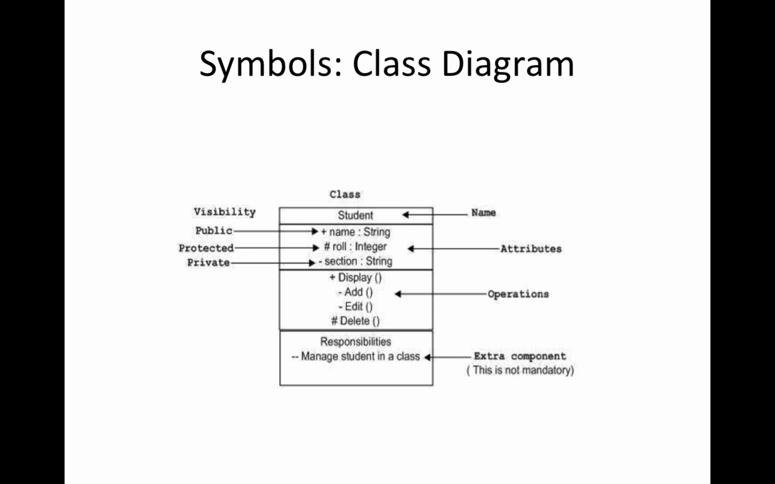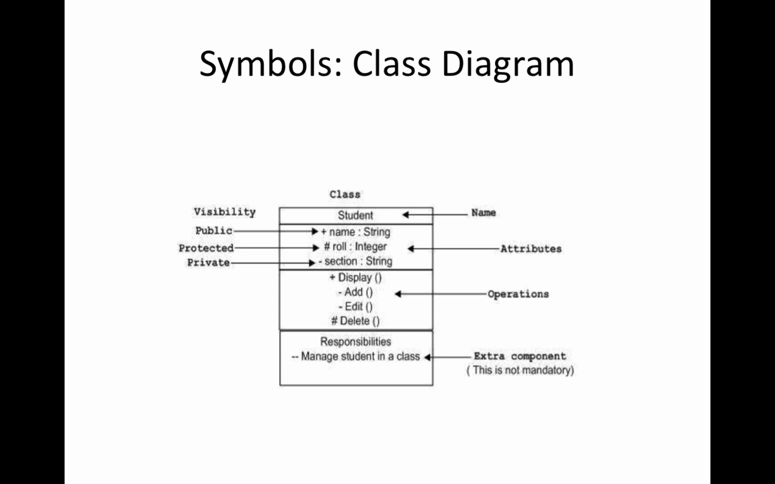So because there are actually too many things in UML to go over, I'm just going to go over some examples. So first of all, here's a structural example, the class diagram. And many of you probably recognize this from a previous class. This is a class diagram of a student. So the student has a name, the student has attributes, operations, and maybe an extra component which may or may not be there. It doesn't have to be there.